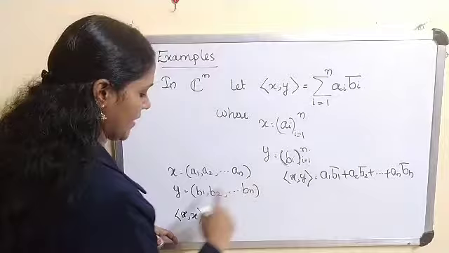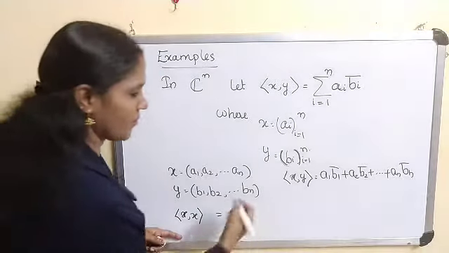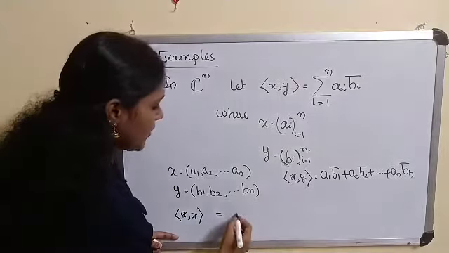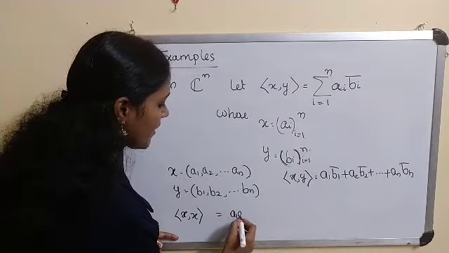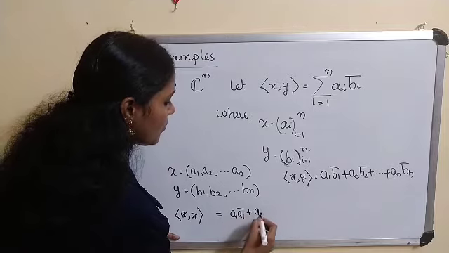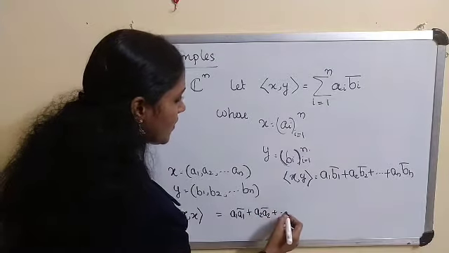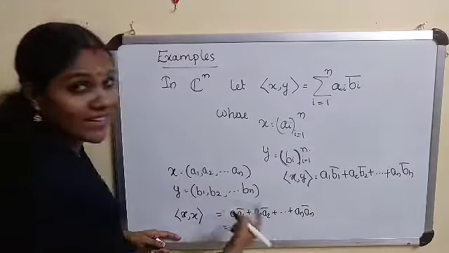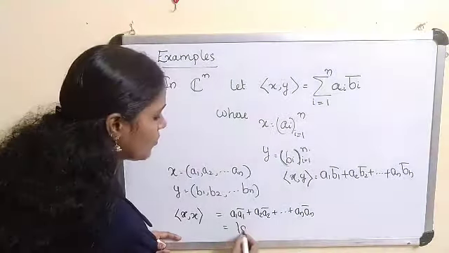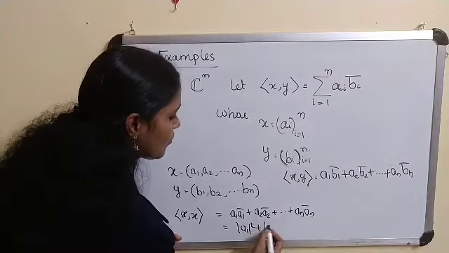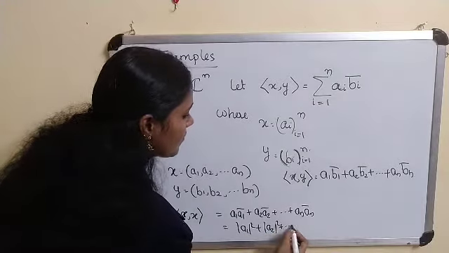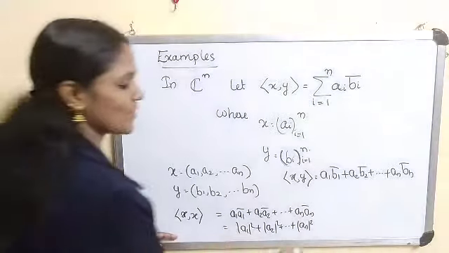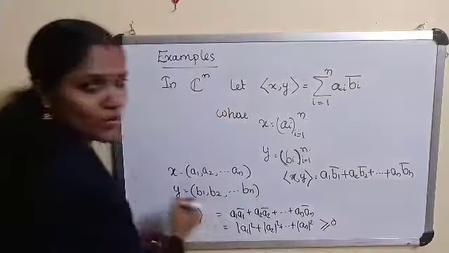X is equal to a1 conjugate square. Okay, a1 into a1 conjugate. So this becomes the inner product of x with x, which is equal to a1 a1 conjugate plus a2 a2 conjugate plus etc. plus an an conjugate. And a1 times a1 conjugate is mod a1 square. So mod a1 square plus mod a2 square plus etc. plus mod an square. This is a sum of positive terms, therefore this is clearly greater than or equal to 0.